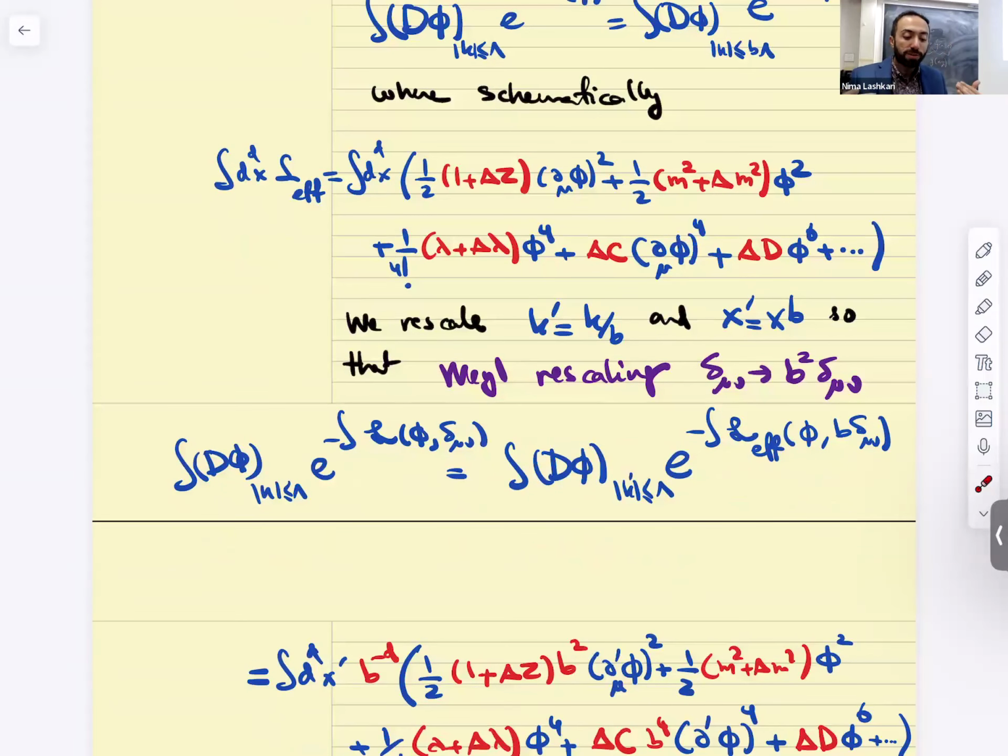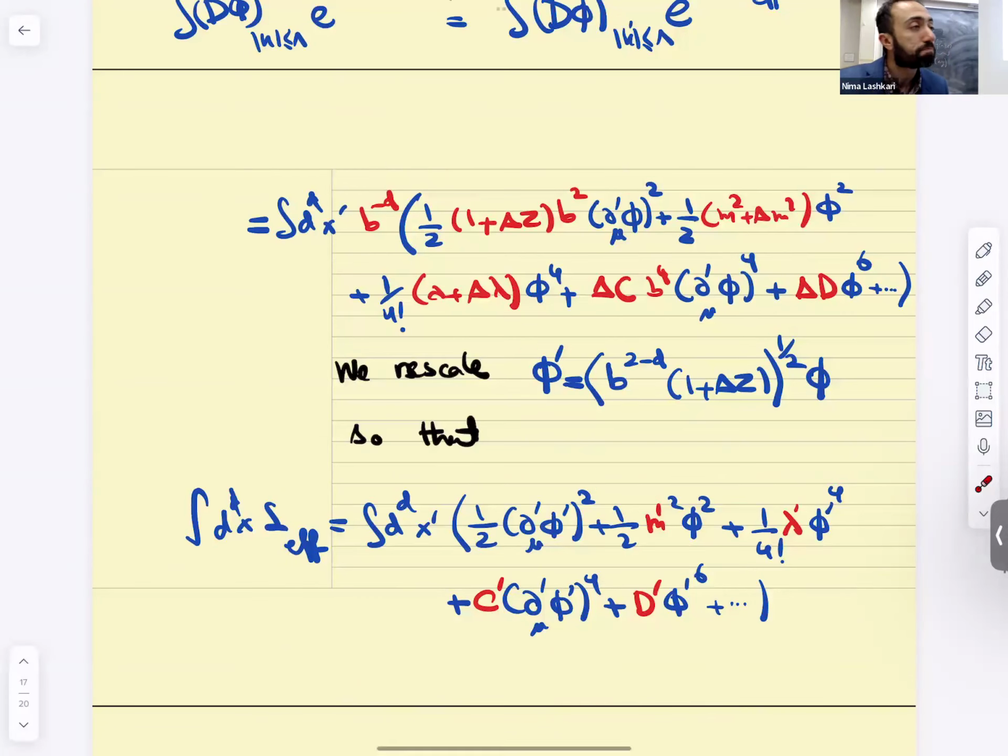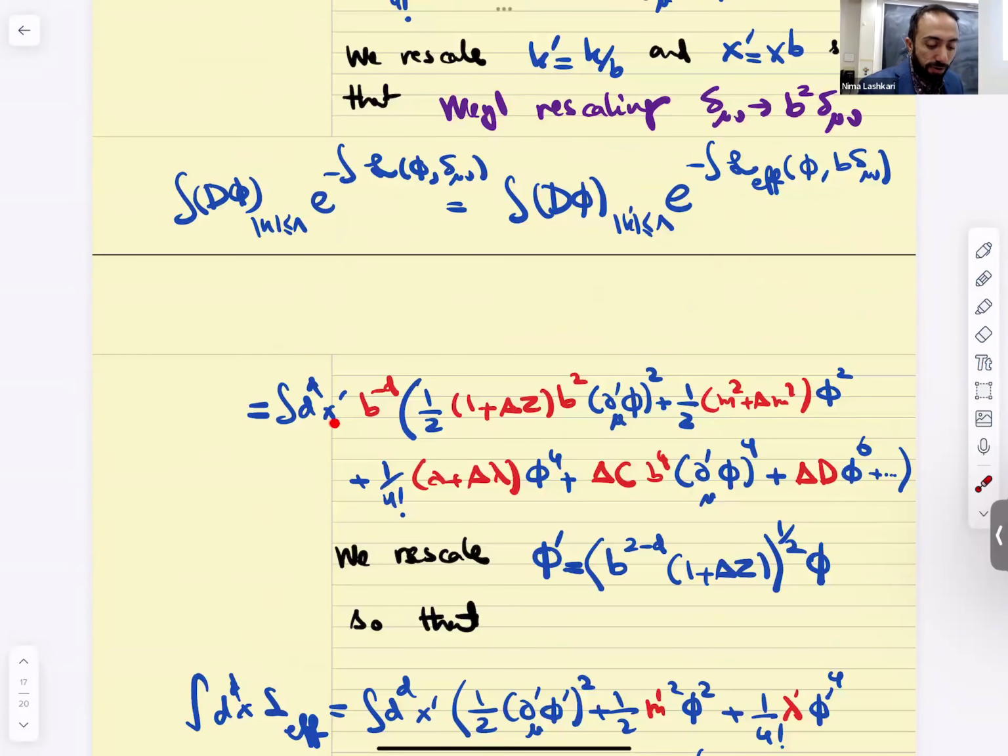But before doing that, actually, let me not go over this. That's an advanced comment, so let's just skip that for now. So what happens? Well, I can write down this d^4x as d^dx prime times b to the power of minus d, right? Because of this relation.